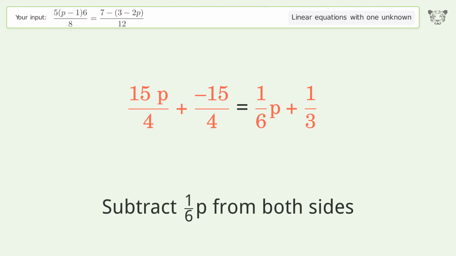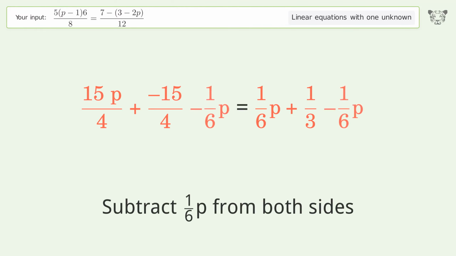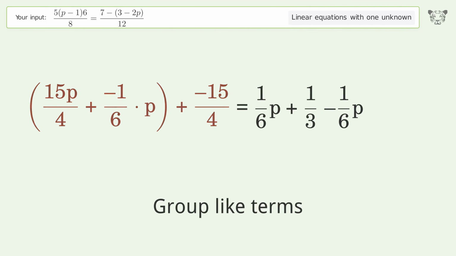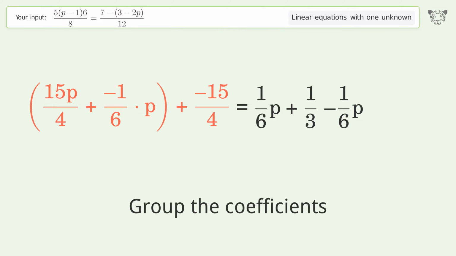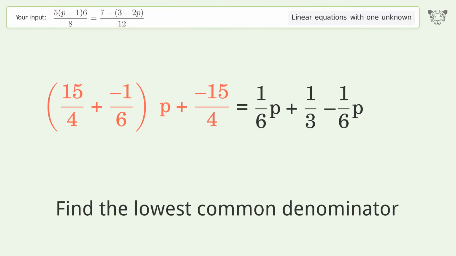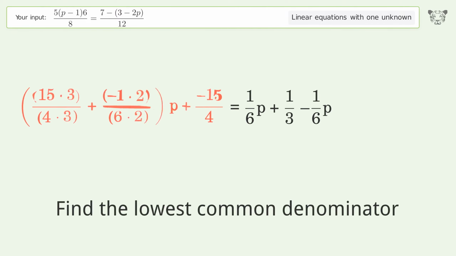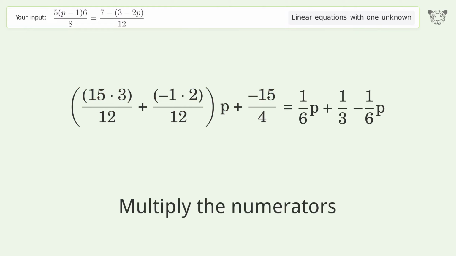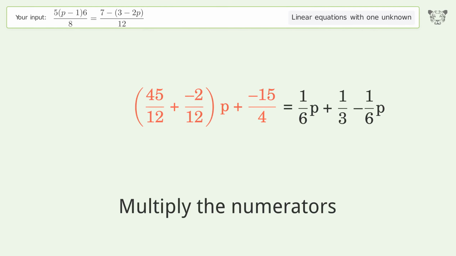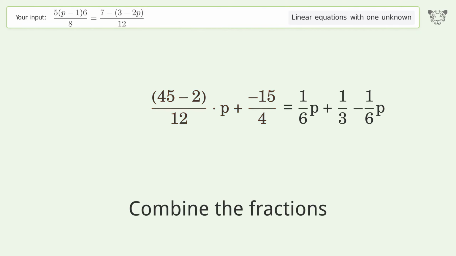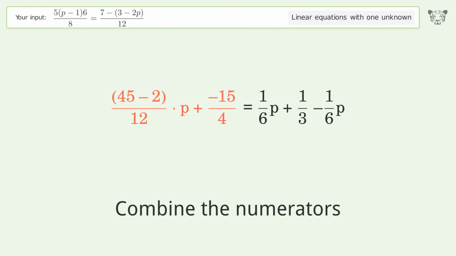Subtract 1/6p from both sides. Group like terms. Group the coefficients. Find the lowest common denominator. Multiply the denominators. Multiply the numerators. Combine the fractions. Combine the numerators.